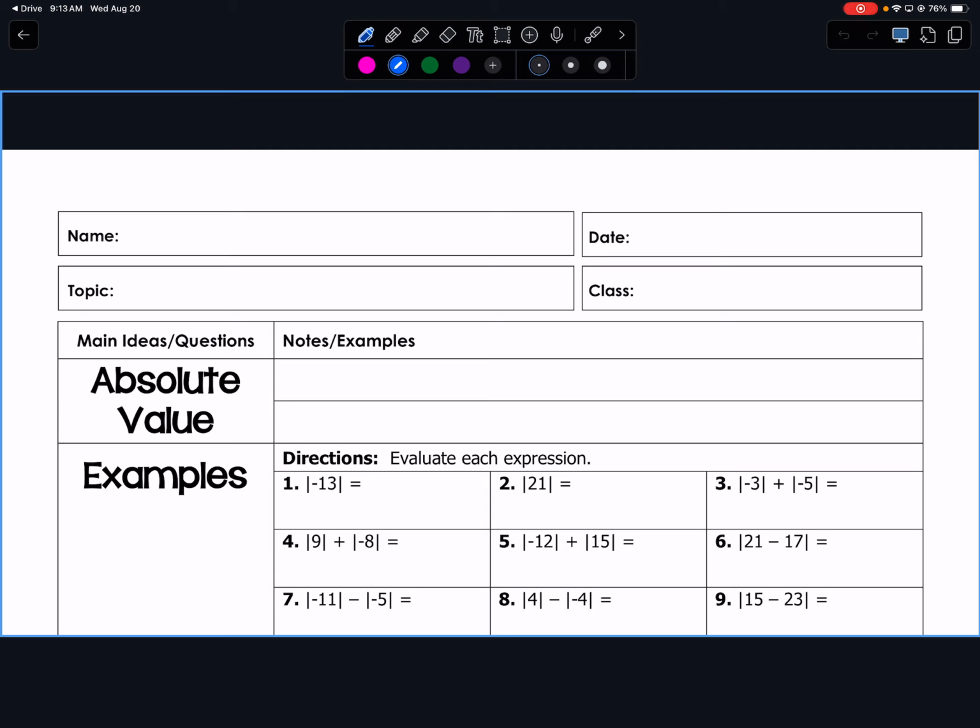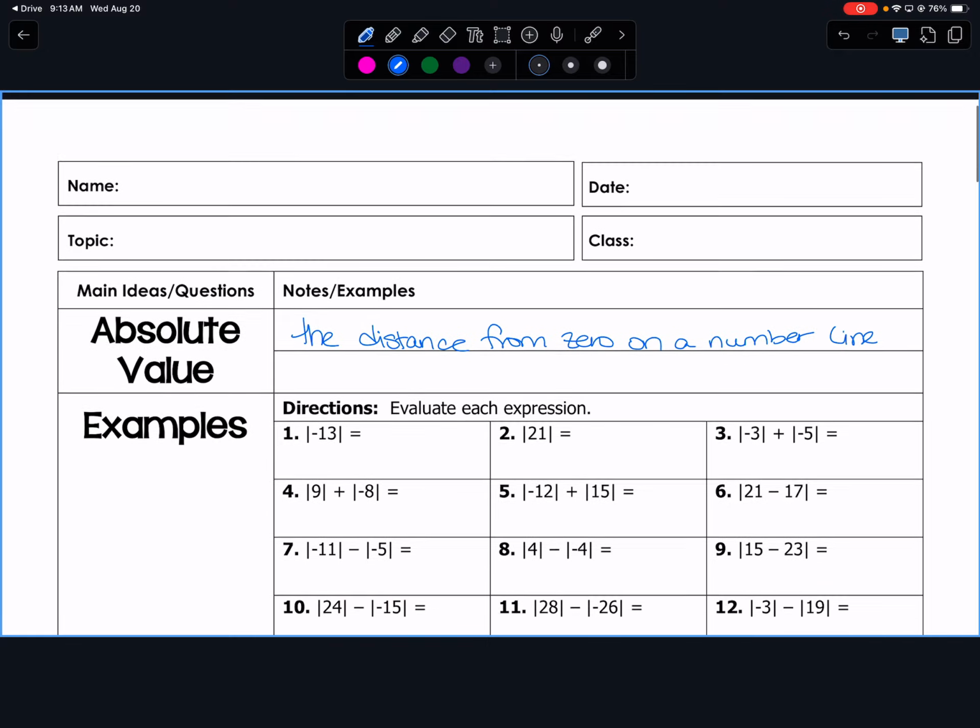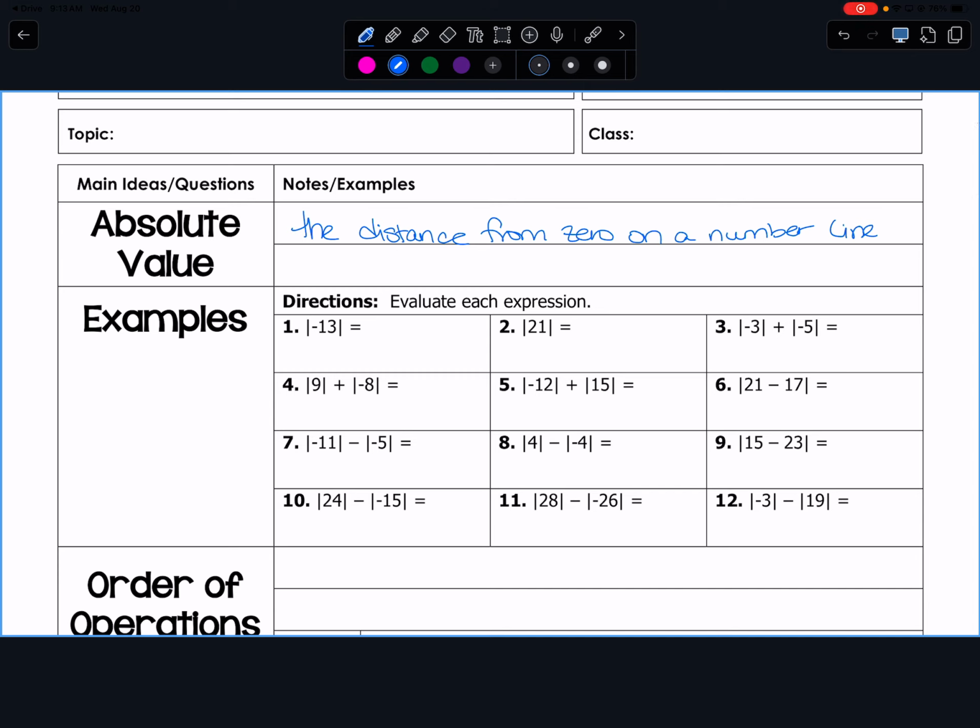Okay. All right, so absolute value is the distance from 0 on a number line. So the absolute value of negative 13 is 13.